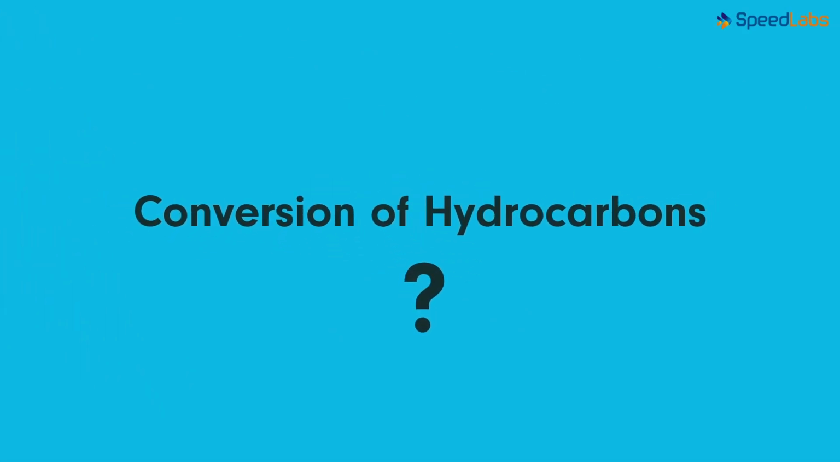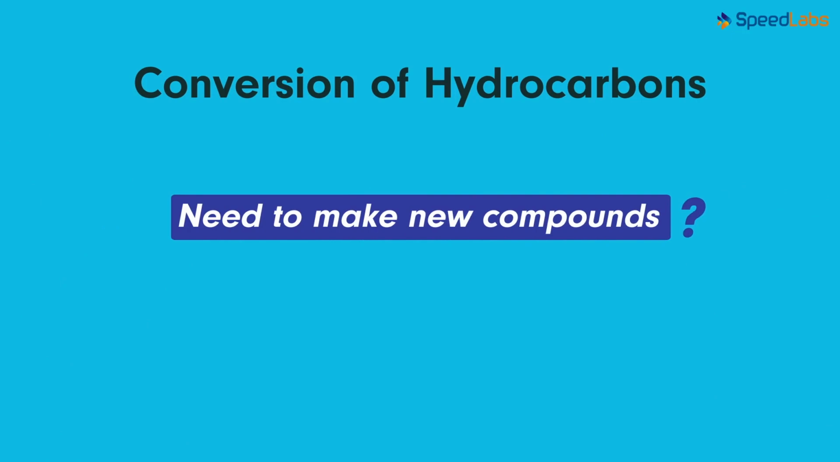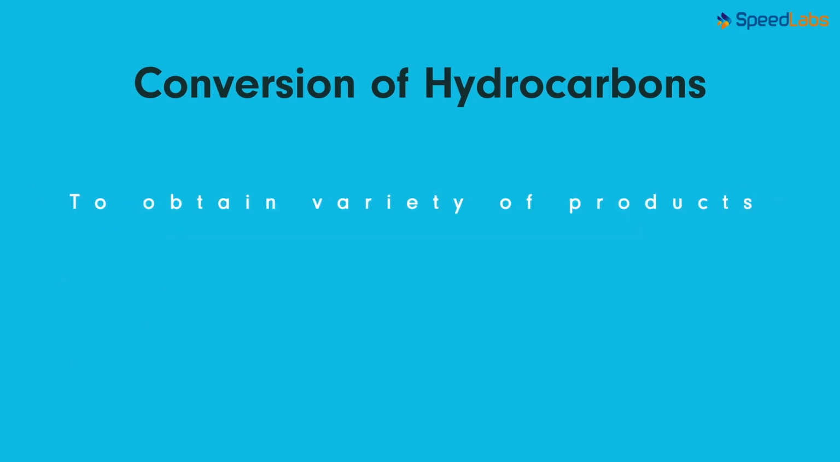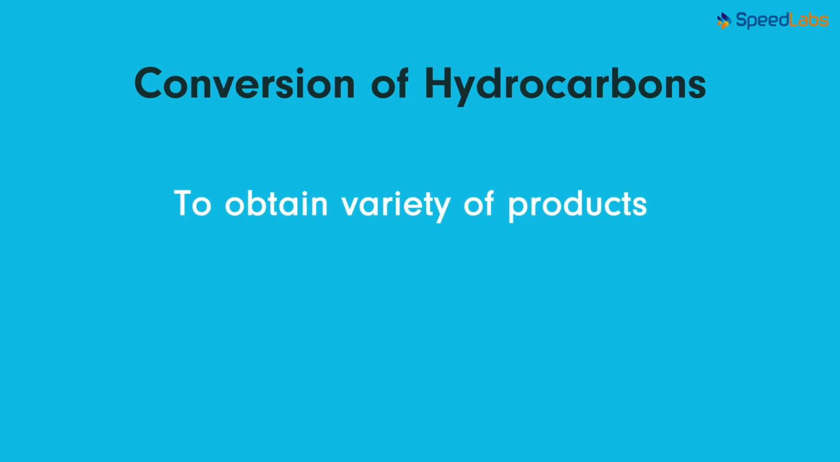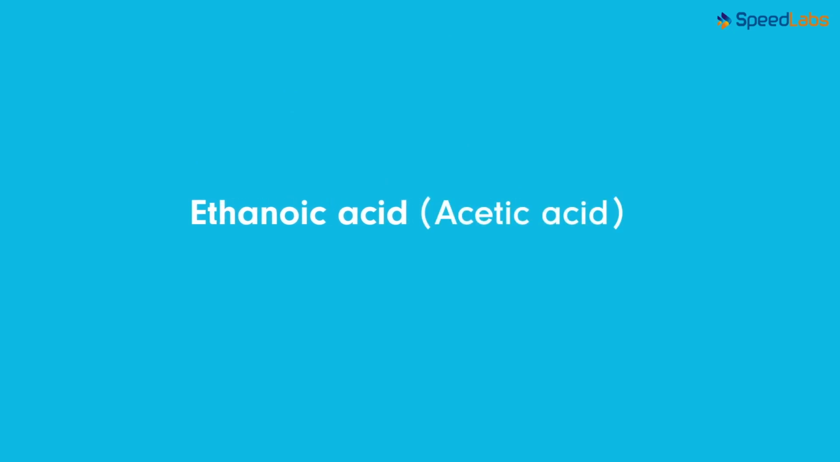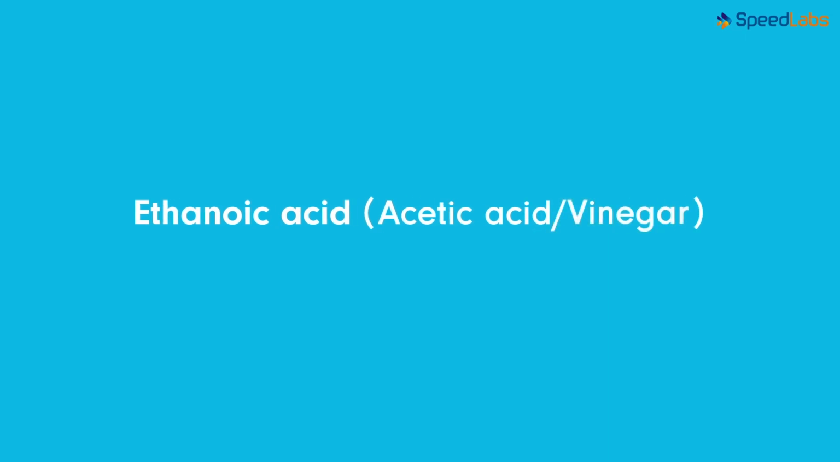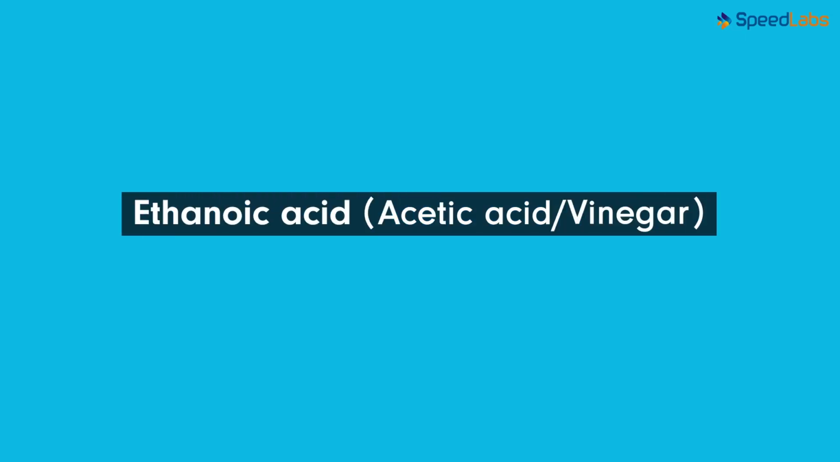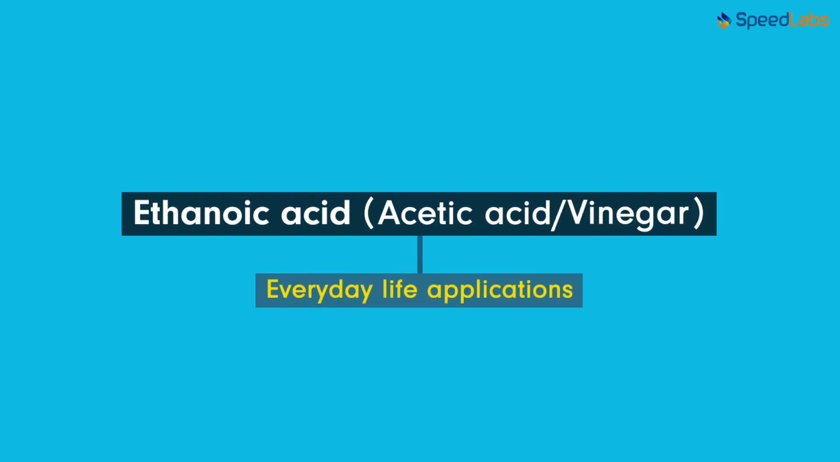Now tell me one thing, what is the need for converting the hydrocarbons? I mean, why do we need to make new compounds by changing the functional groups? Well, that is because we obtain a variety of commercially important products. Ethanoic acid that is obtained from ethanol is nothing but acetic acid. It is used in low concentrations in vinegar. And we know that vinegar has several applications in daily life.